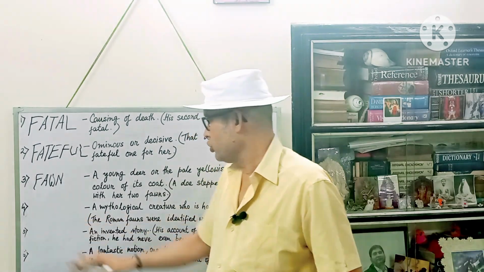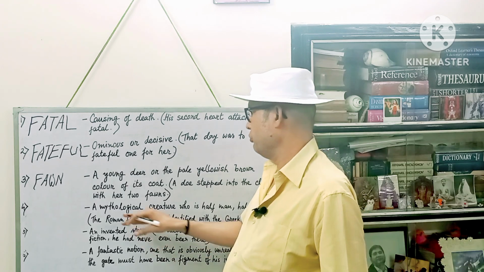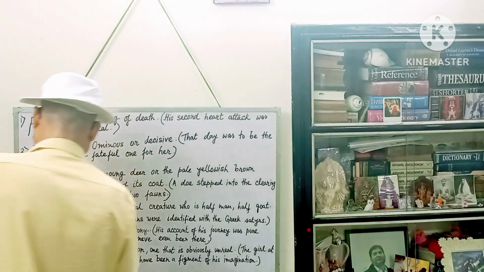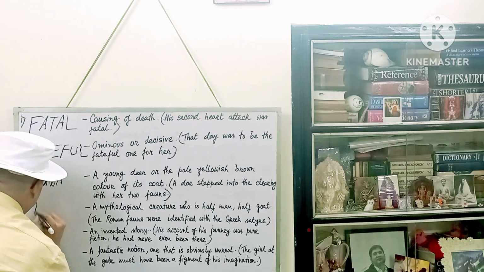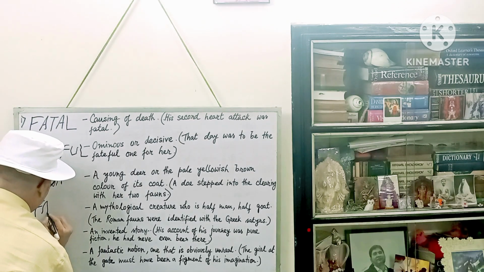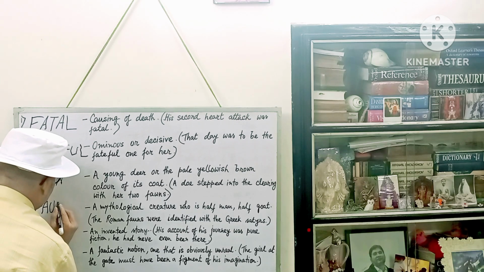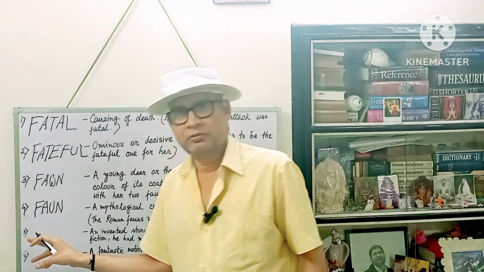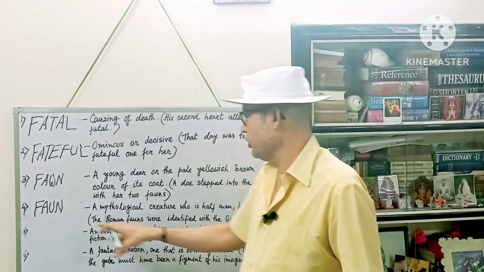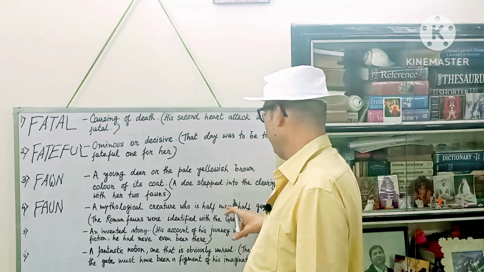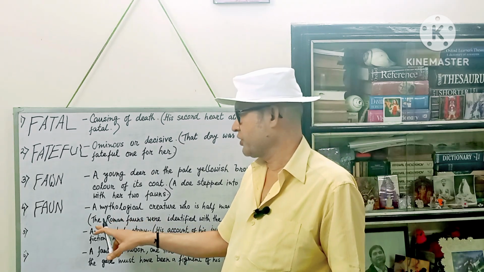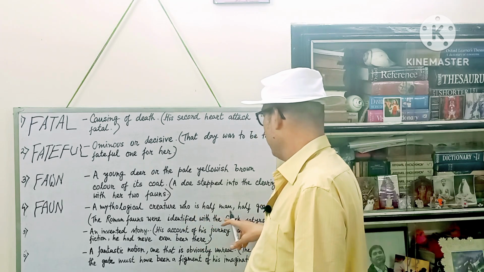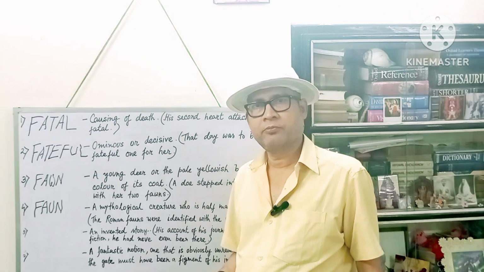And the word here to be used is, you see here the meaning, and write down the meaning clearly so that there is no problem afterwards. The word is F-A-U-N, fawn. This is also pronounced fawn, okay? So this word means a mythological creature who is half man, half goat. What is the example sentence? The Roman fawns were identified with the Greek satyrs.